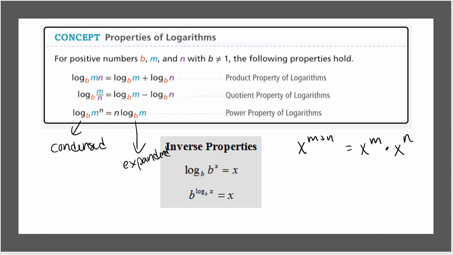The last property is our power property, and that's when we have an exponent, and what we do is we take that exponent and we bring it to the front of the logarithm and it becomes a multiplication.